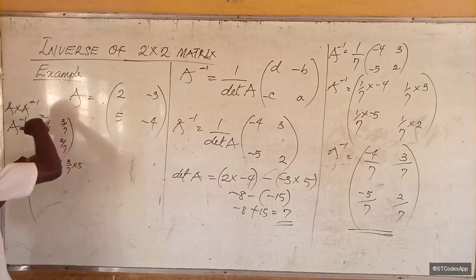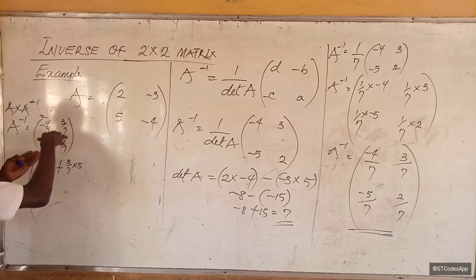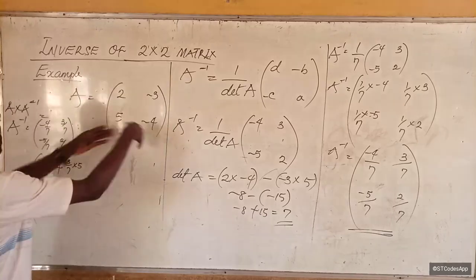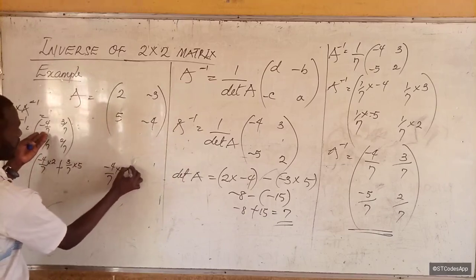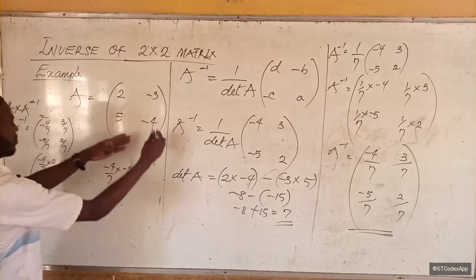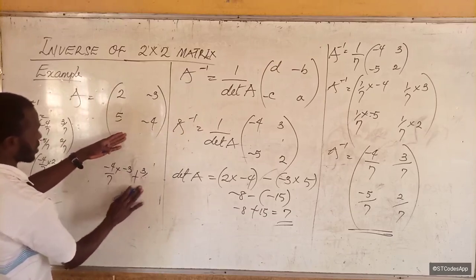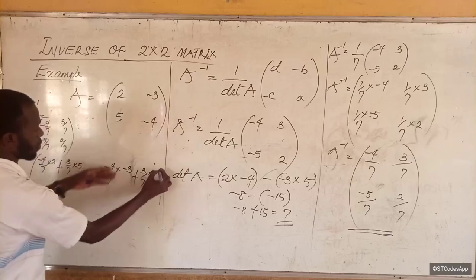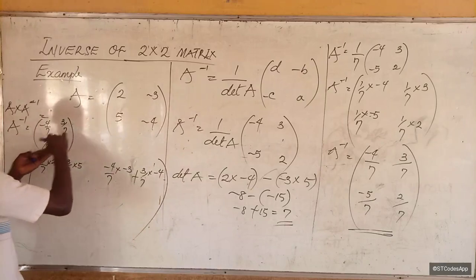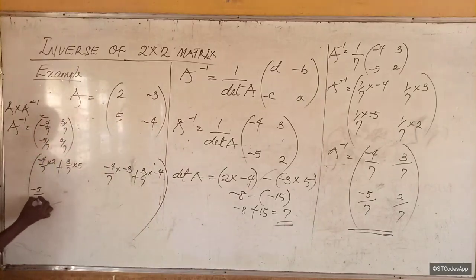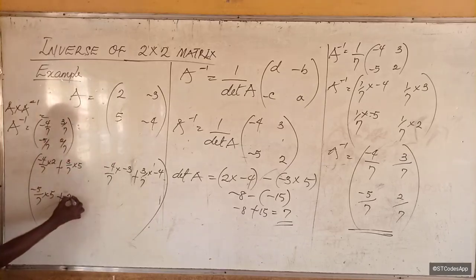Then we'll have the next part. We're going to take this multiplied by this, and that will become minus 4 over 7 by minus 3, plus 3 over 7 times minus 4. Then the other part, we have minus 5 over 7 multiplied by 5, and 2 over 7.